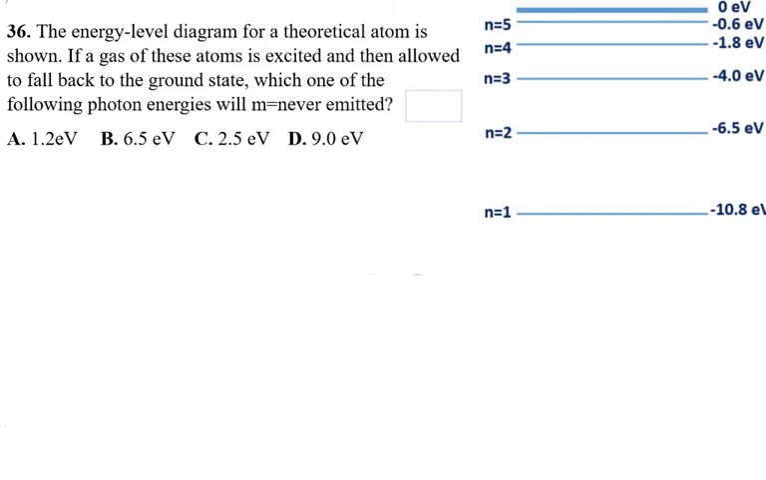In this question, they say the energy level diagram of a theoretical atom is shown. If a gas of these atoms is excited and then allowed to fall back to the ground level, which of the following photon energies will never be emitted? I'm going to check each energy to see if it's possible. So 1.2 electron volts: if I go from 0.6 to 1.8, the photon energy emitted is the difference between those two, and it's going to be 1.2.